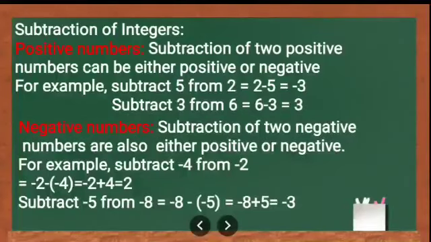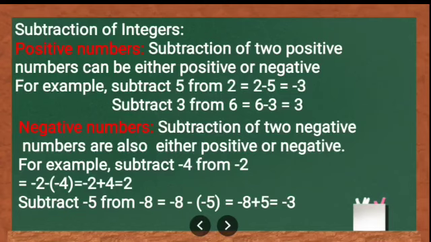So the next one is subtraction of integers. Here also we have the same three kinds. First one is positive integers, the next one is negative integers, and then two integers with different signs. First, positive integers. Subtraction of two positive numbers can be either positive or negative. We cannot conclude that the answer will be positive or negative. It depends upon the question.